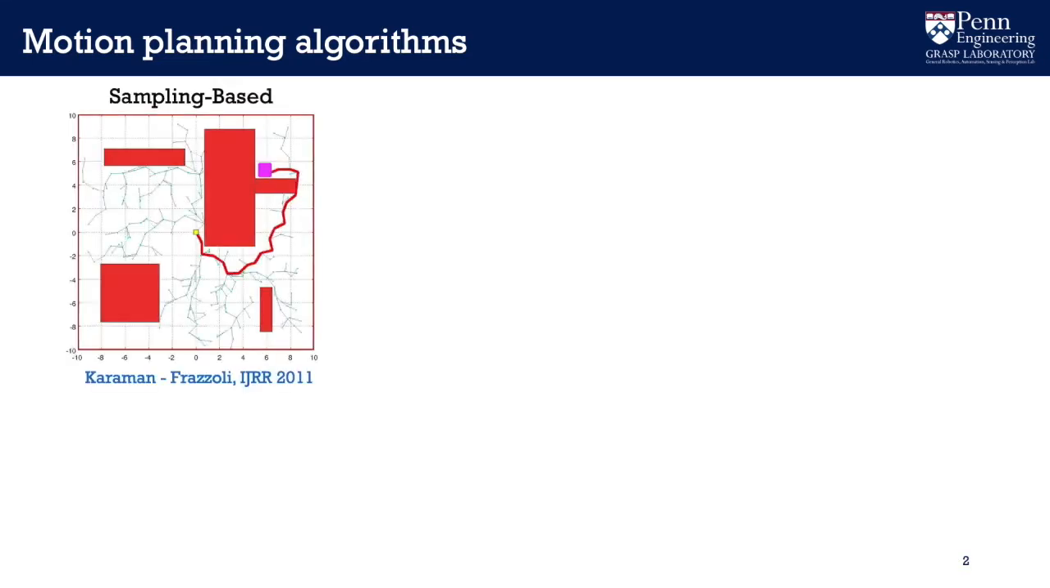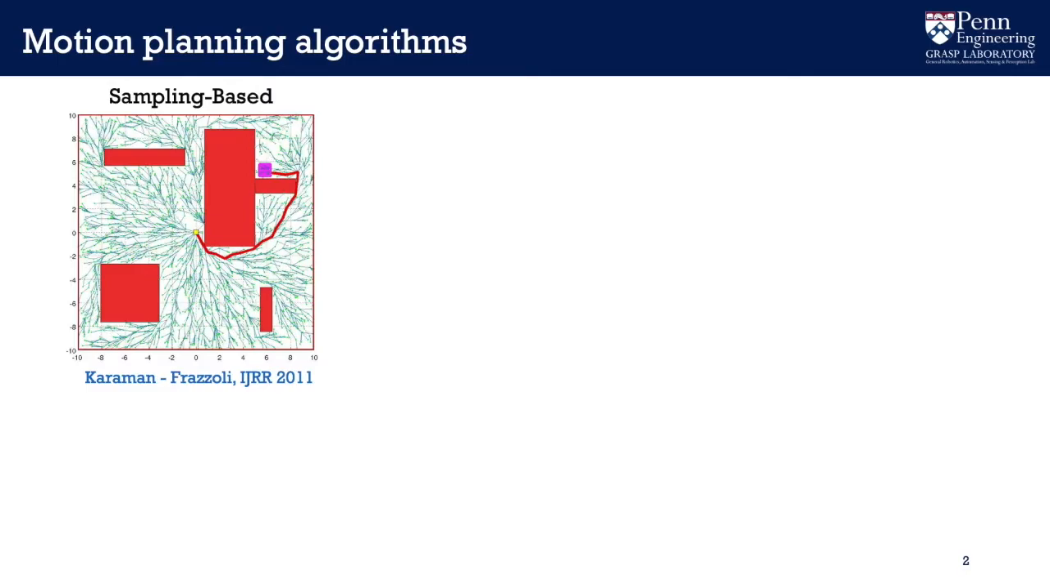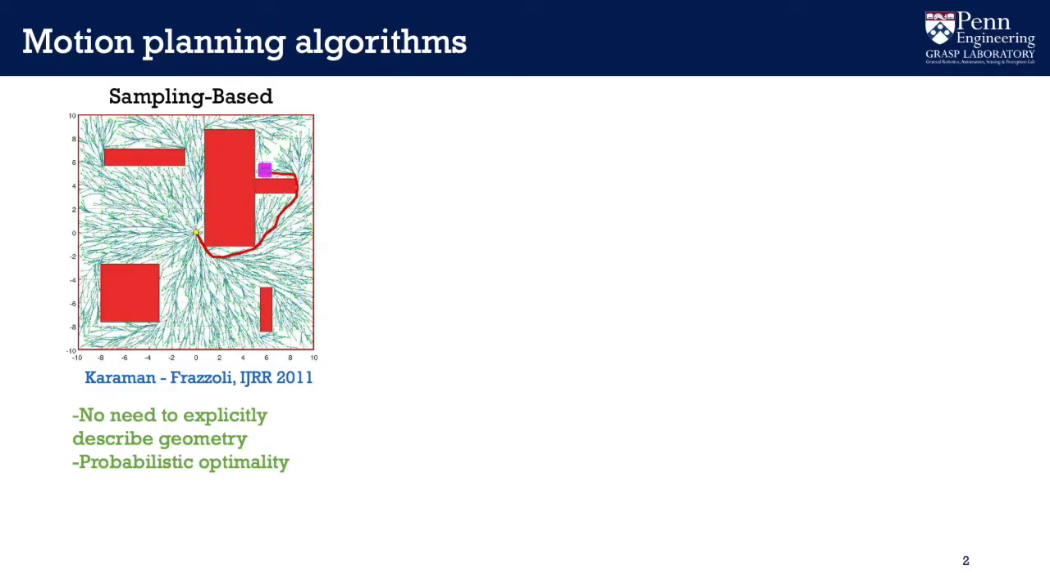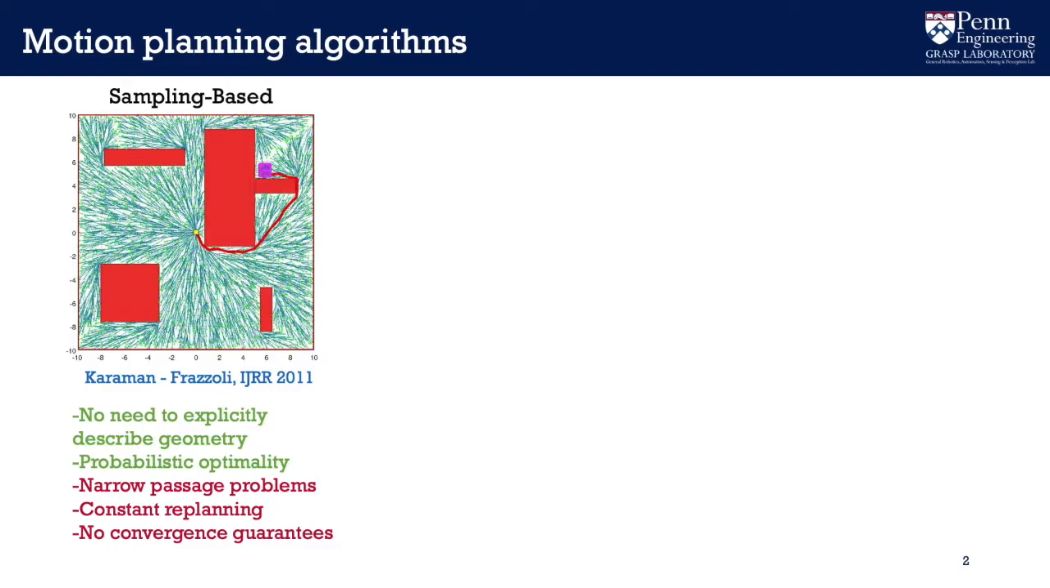Motion planning is a popular subject in robotics and there exists a rich body of work in the field. For example, prior work has focused on sampling-based techniques such as the RRT star shown here that require no explicit description of the configuration space and can also guarantee probabilistic optimality when facing a known environment. However, sampling-based methods suffer from narrow passage problems, and in the presence of unknown environments they require constant replanning that usually comes with no convergence guarantees.